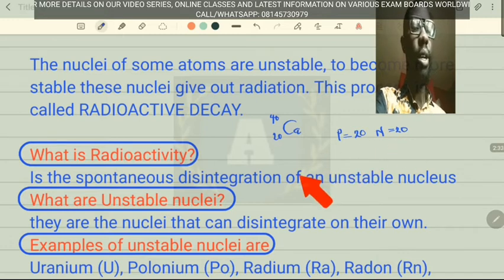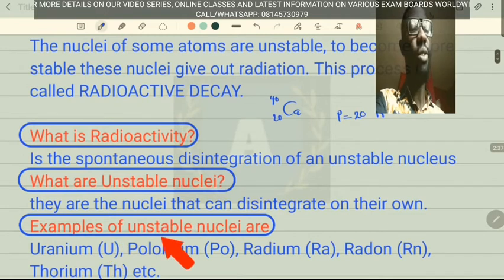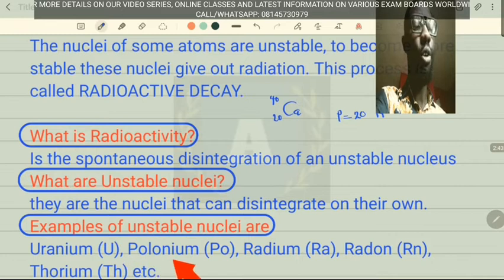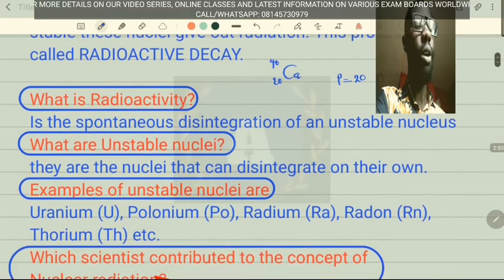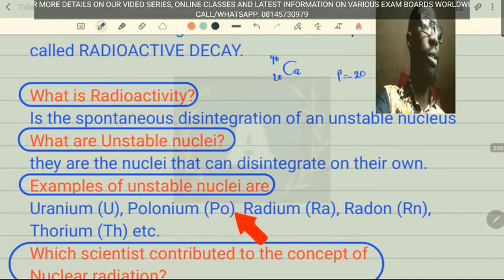Now, examples of those atoms that have nuclei that are not stable: we have uranium, polonium, radium, radon, thorium, and so on. These are examples of atoms that have nuclei that are not stable. So they are radioactive atoms. They can undergo the concept of nuclear radiation.